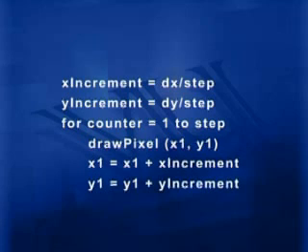Then for counter is equal to 1 to step, we are going to run this loop step times, we'll draw pixel at position x1 comma y1, then x1 would be incremented by x increment, saying x1 is equal to x1 plus x increment, y1 is equal to y1 plus y increment. And when this loop would finish, having run step times, our DDA line would have been displayed. That was the DDA line drawing algorithm.